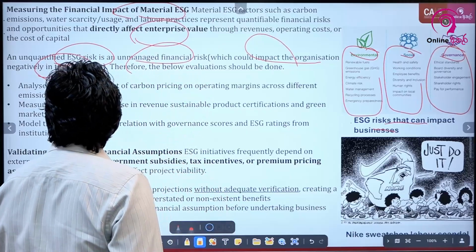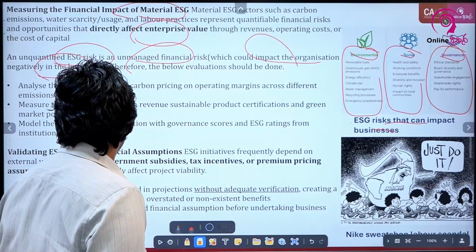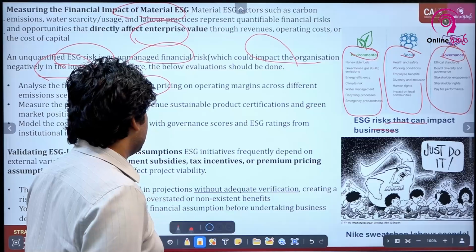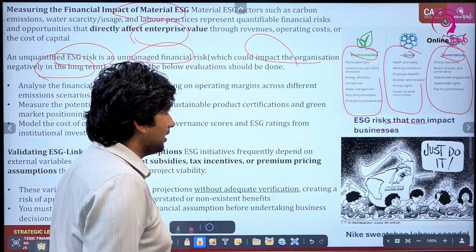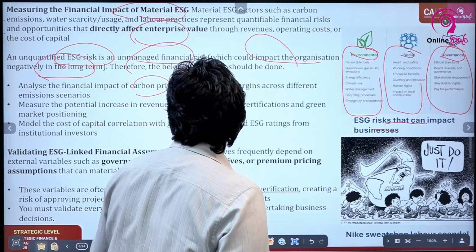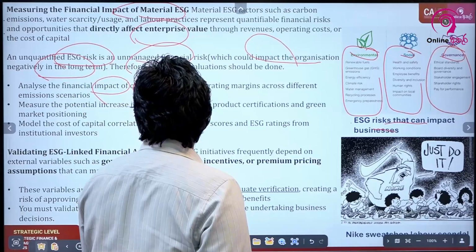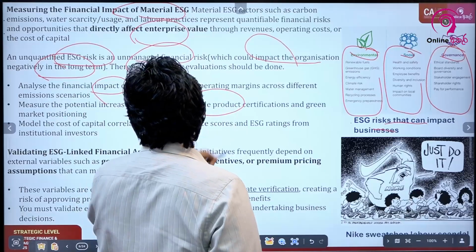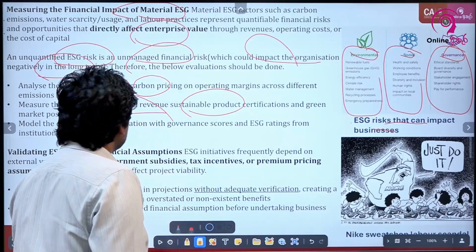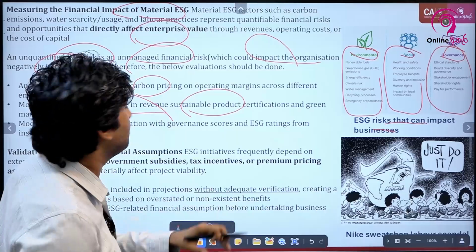Therefore, what you need to do? You need to measure the financial impact of material ESG components. So, you need to evaluate the impact of carbon pricing. Things like fuel efficiency, energy efficiency, your water usage, the wastages that you tend to accumulate in your factory. The financial impact of these things you need to evaluate. And if you are developing sustainable products, how your revenue will increase going forward, that also you need to evaluate. If we are pushing green products in the pipeline, how that will impact our revenue, you need to look at it.